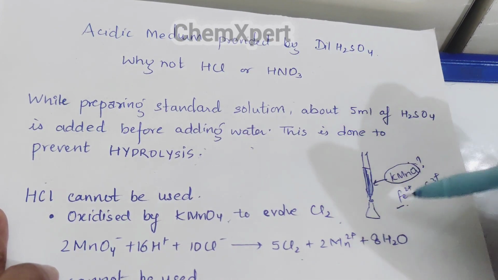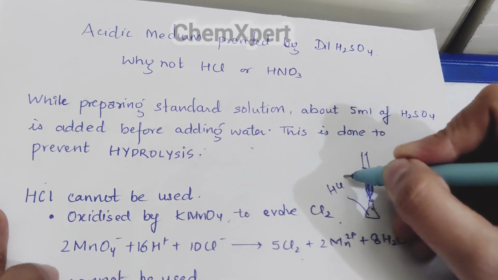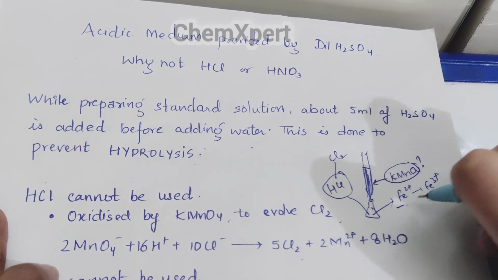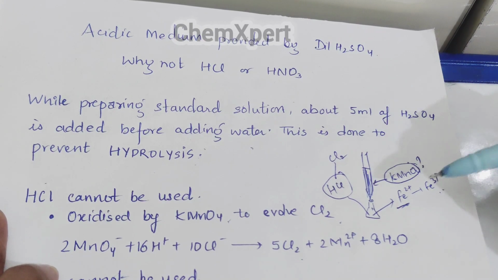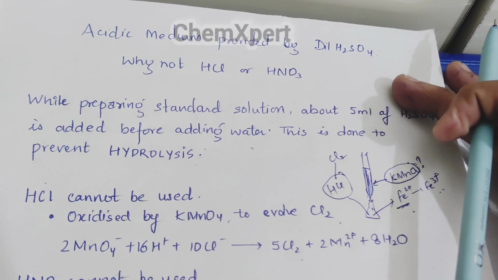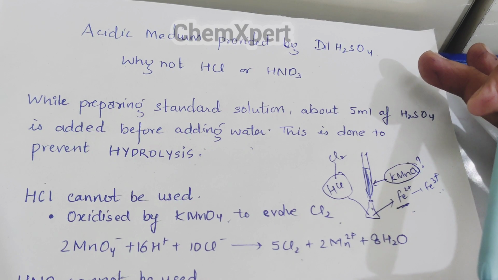So now if we are using HCl here, some KMnO4 is used to change HCl into Cl2 and some KMnO4 is used to change Fe2 plus to Fe3 plus. So we do not get the accurate reading which is used by Fe2 plus. Now the next point, why not HNO3?